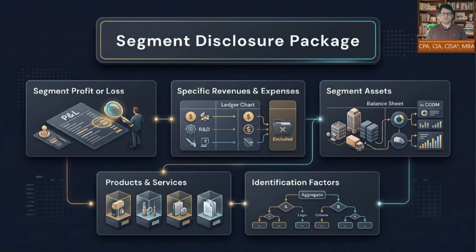Once a segment is reportable, ASC 280 requires a disclosure package that lets users see performance through management's lens. The key item is segment profit or loss using the measure reviewed by the chief operating decision maker. That measure may not be GAAP operating income. Users also need information about significant revenues and expenses, segment assets when regularly provided to the CODM, products and services, and how the segment was identified. The goal is not to create a second income statement. The goal is to explain how management evaluates the business.